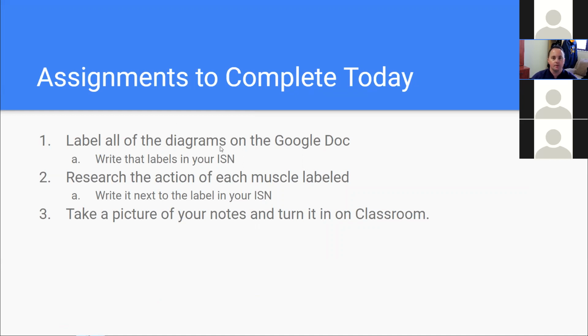So there are a couple of diagrams on that form that we did not talk about, and we won't today, but we will on Wednesday, okay? I want you to label all the diagrams on that Google Doc. Then, after you have labeled the muscles, I want you to look up the primary action of each muscle that you labeled, okay? When you're done with that, take a picture and turn it into Google Classroom for today's assignment. Are there any questions as to what you need to get completed for today?